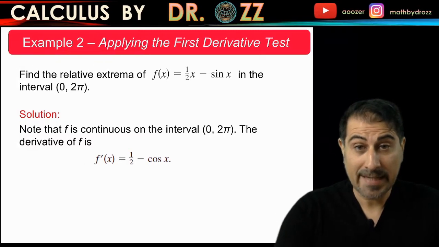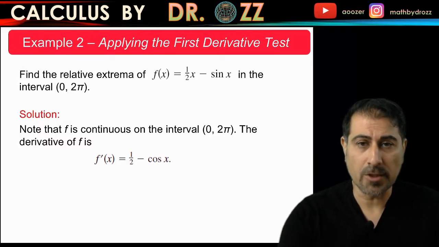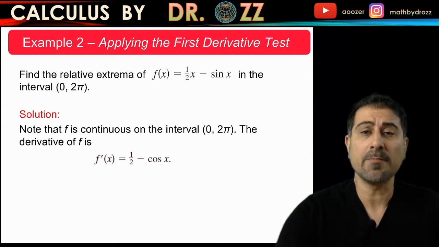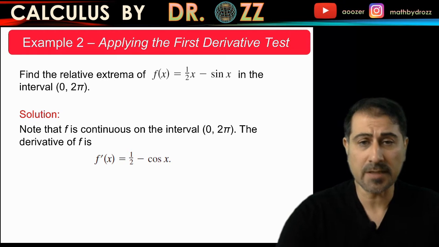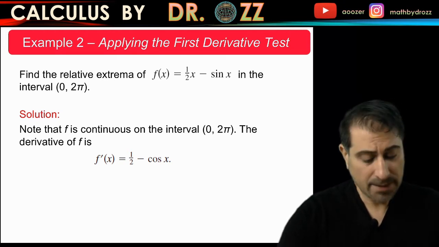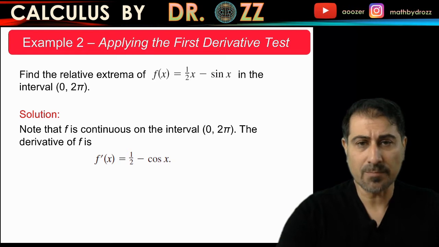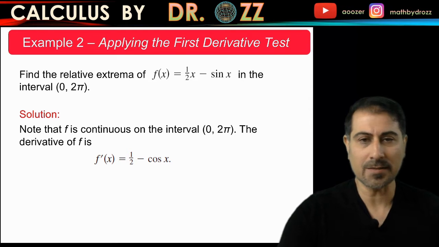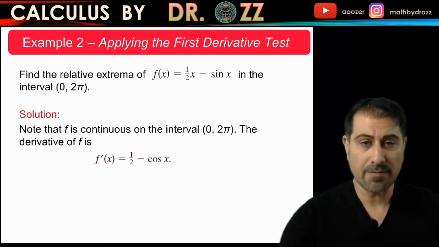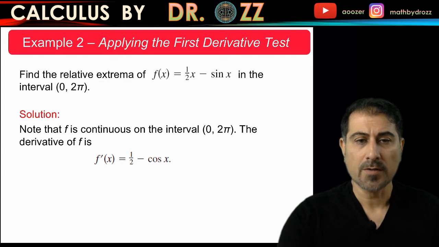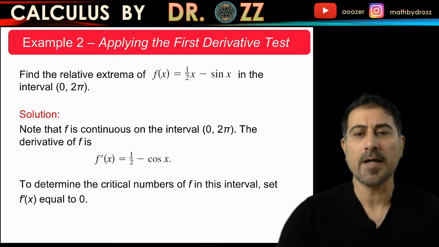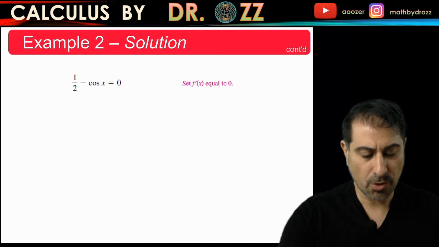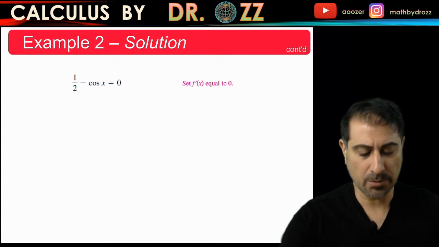Now, the first task is to locate critical numbers. We have two kinds, remember. One kind comes out of setting f prime to 0 and solving for x, and the second kind is to determine if there is any x that makes f prime undefined. But f prime is 1/2 minus cosine x. It's defined everywhere, so we don't have the second kind of critical number, but we do have the first kind of critical number. So for that reason, we're going to set f prime to 0 and solve for x. Okay, so the equation is 1/2 minus cosine x equals 0.